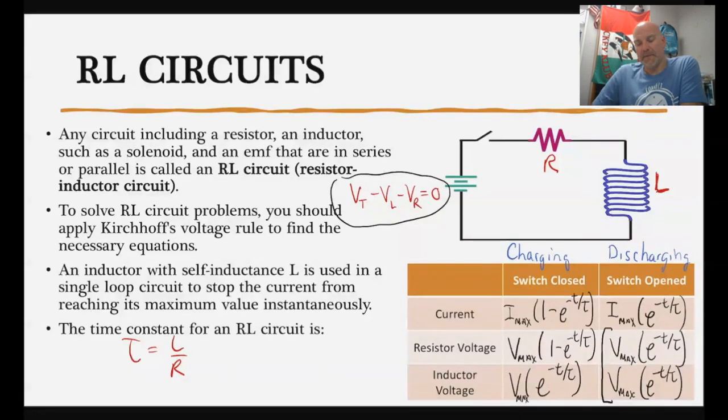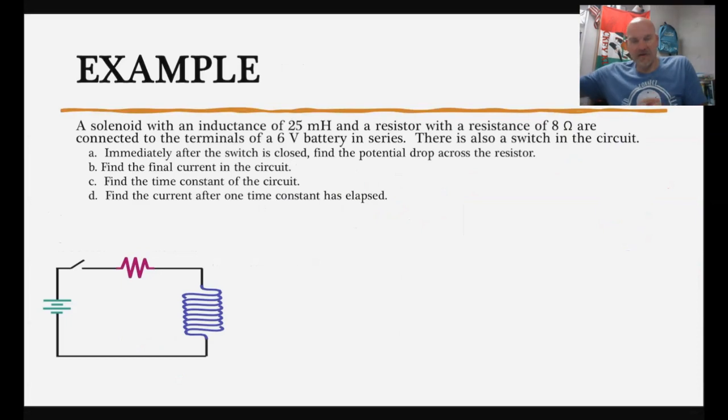Let's look at an example problem, and we're going to refer back to some of those equations to help us. We have a solenoid with an inductance of 25 millihenries and a resistor with a resistance of 8 ohms connected to the terminals of a 6-volt battery in series. There's also a switch in the circuit that tells us charging versus discharging. A: immediately after the switch is closed, find the potential drop across the resistor.